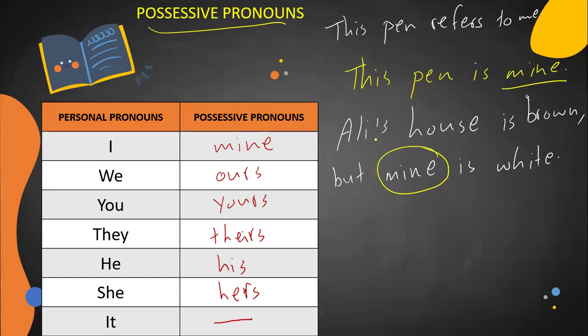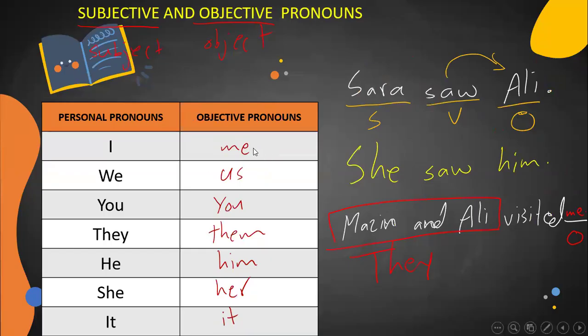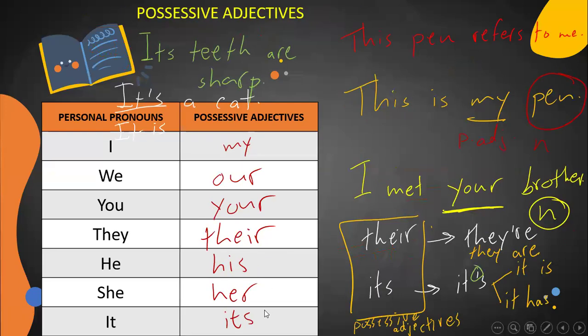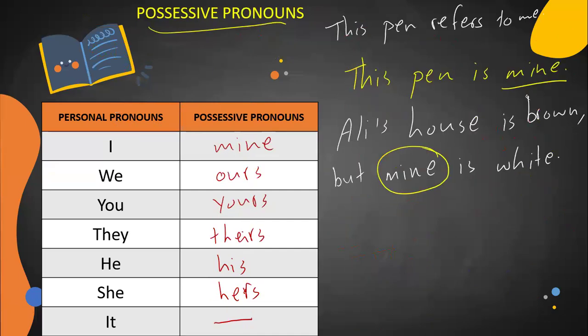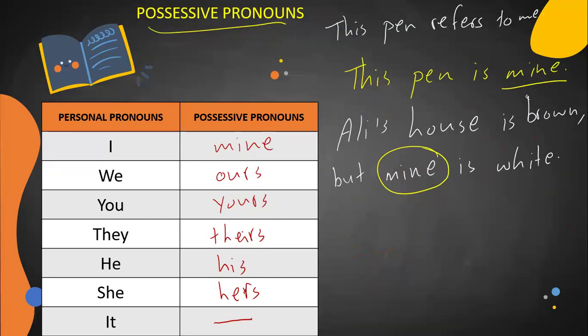So again, we have 7 pronouns in English: I, we, they, you, he, she, and it. We have objective pronouns which take the place of the object: me, us, you, them, him, her, and it. Then we have possessive adjectives and possessive pronouns, the ones that show possession. The possessive adjectives are my, our, your, their, his, her, and its. All of them must be followed by nouns. And the possessive pronouns are mine, ours, yours, theirs, his, and hers.